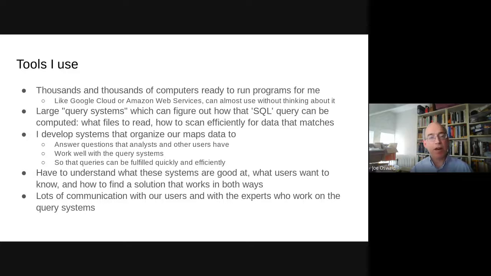And so I develop systems that try to take our maps data and organize it so that it can use these query systems to answer questions that analysts and other users have. The data has to work well with query systems, so I have to understand how the query systems work and what they are good at, and to organize the data so that these queries can be fulfilled quickly and efficiently. So I have to understand what the systems are good at. I have to understand what users really want to know, and how to find a solution using these systems that works in both senses of both ends of that problem. And that involves lots of communication with our users and with the experts who work on the query systems to understand their problems and how they can be solved.